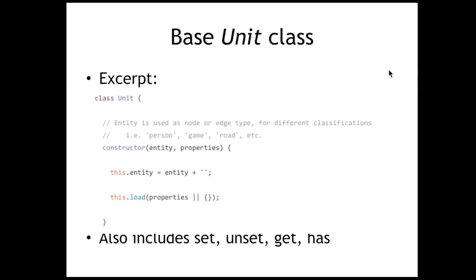So let's look at this base unit class first. Here's an excerpt of our unit class. We have a constructor which takes entity and properties, some type coercion there, a little janky, but load up the properties as well. Make sure our unit also includes methods to actually modify the properties object. So set, unset, get, has.